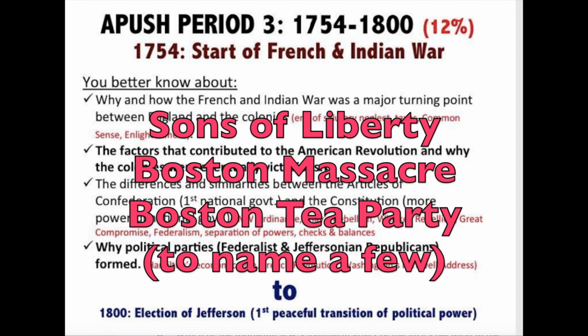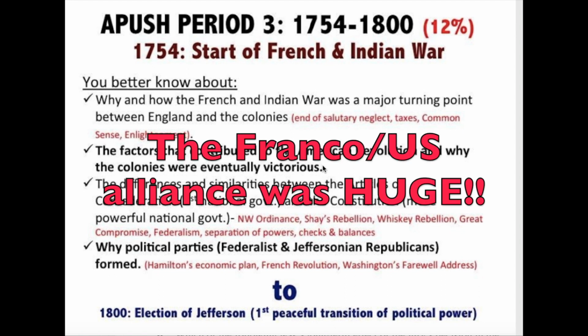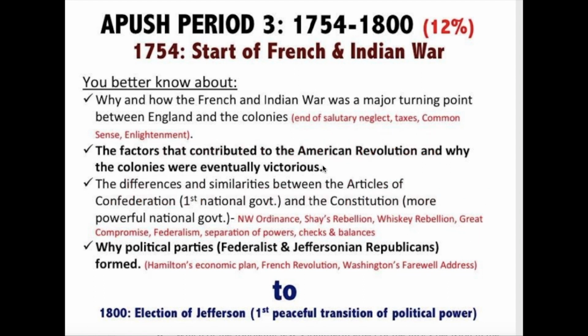So there were also a bunch of protests. You have the Sons of Liberty, you have the Boston Massacre, you have the Boston Tea Party, the First Continental Congress met, which eventually would lead to the American Revolutionary War. And the reason the Americans were victorious was due to no small part the French alliance. So the colonists were able to be victorious and became the United States.